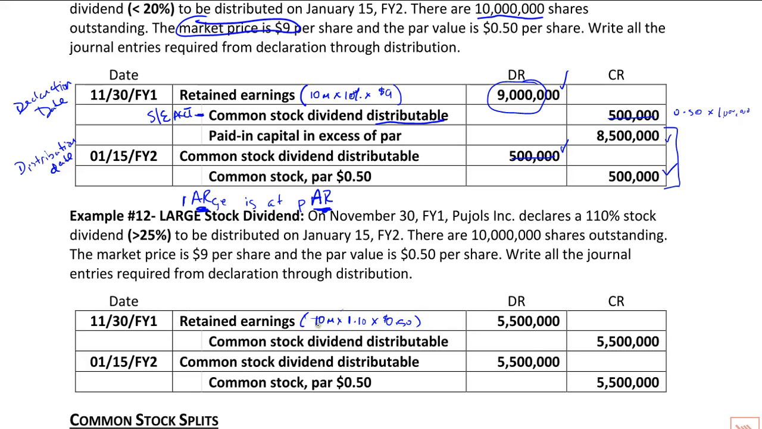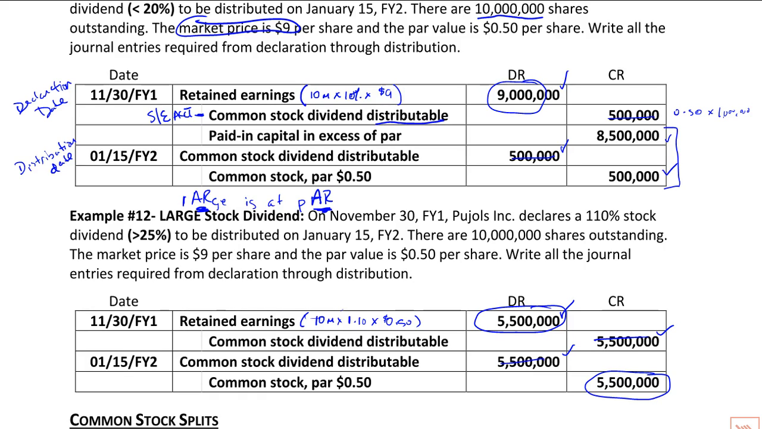So the amount is 10 million times 1.1, so 11 million shares are going to be distributed. Multiplied times 50 cents, that's a 5.5 million reduction in retained earnings. We don't have to deal with additional paid-in capital. It goes directly to common stock dividend distributable, which will cancel on the payment date. And just so you see the total effect, it's still a transfer of retained earnings to a contributed capital account, the par value account, but it doesn't impact the additional paid-in capital.